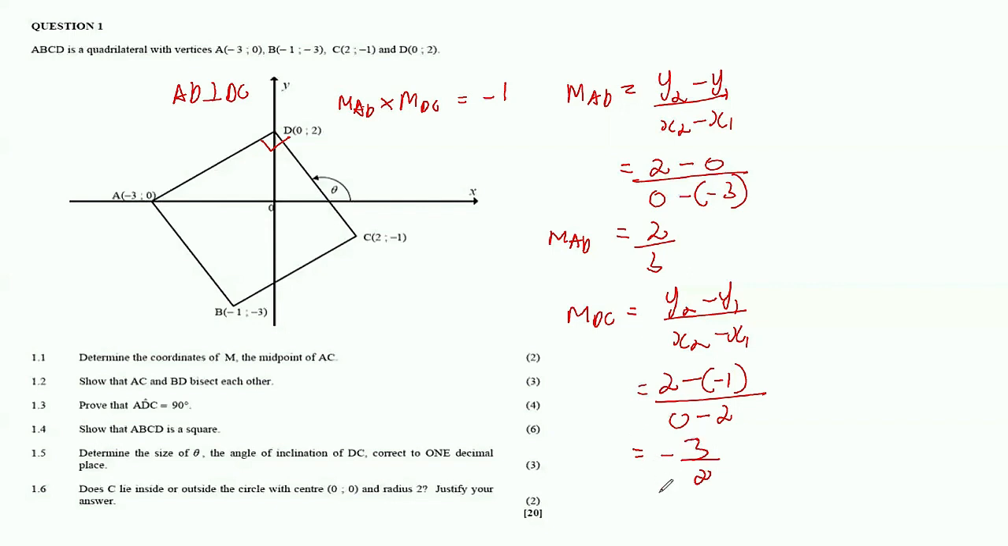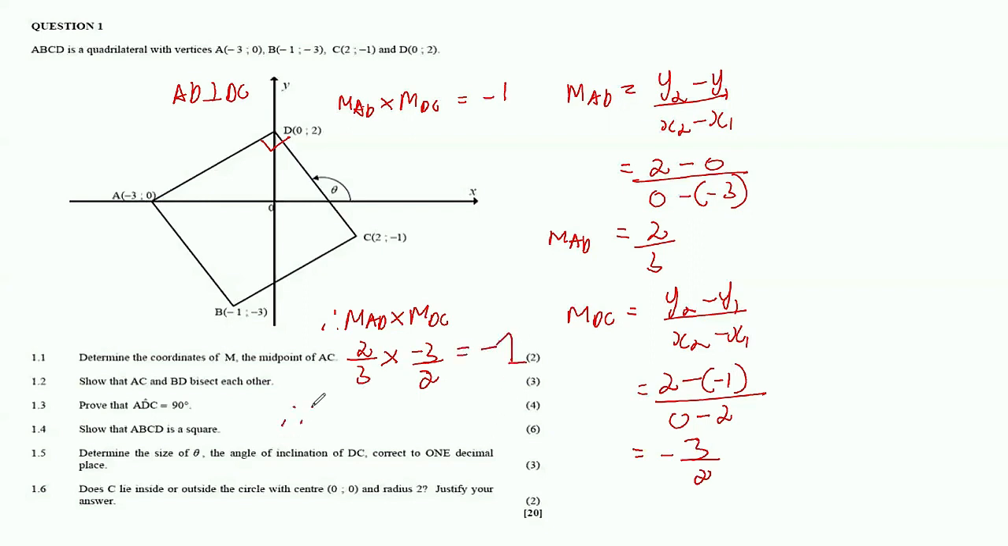Now, looking at these 2 gradients, if we say the gradient of AD multiplied by the gradient of DC, let's see what they produce. We have the gradient of AD as 2 over 3, multiplied by the gradient of DC, which is -3 over 2. And what is our product from multiplying the 2? Obviously, here we can see that the product is -1.